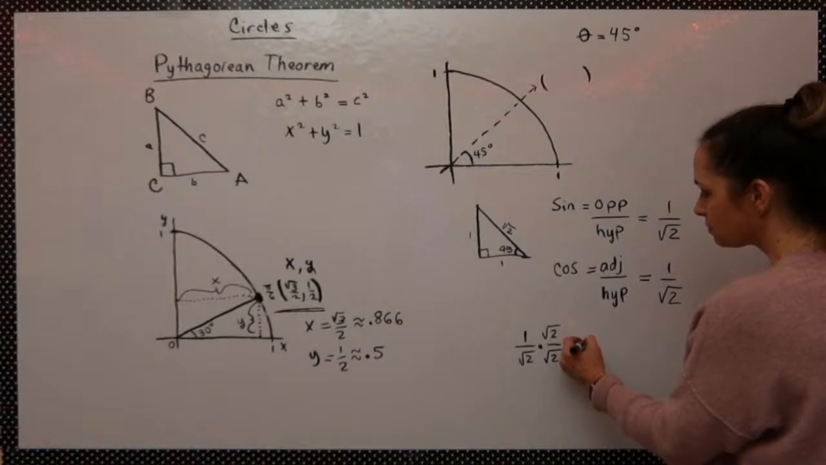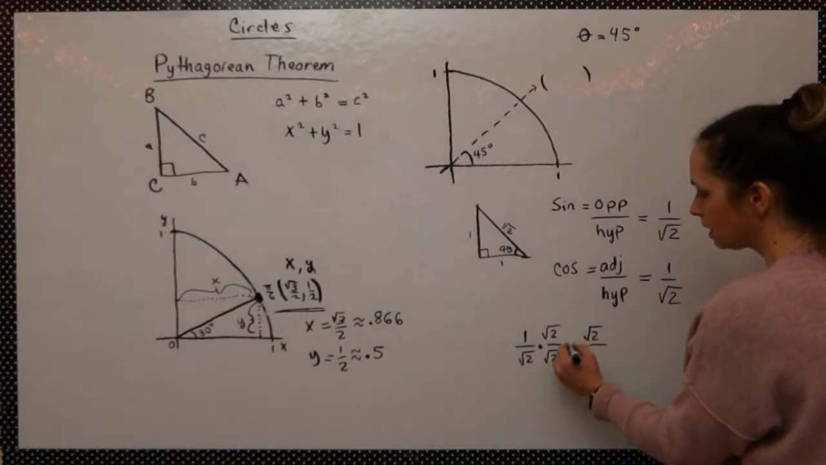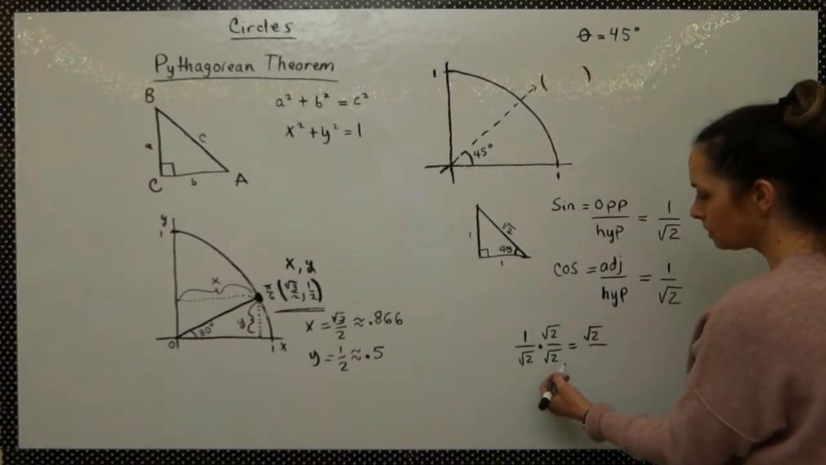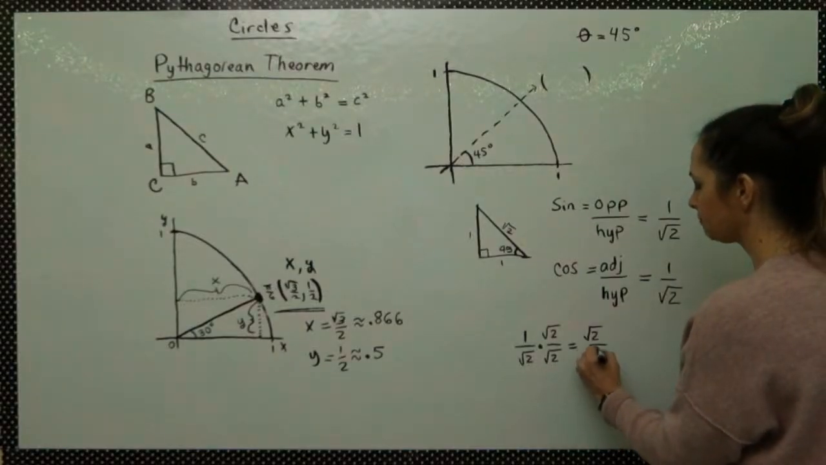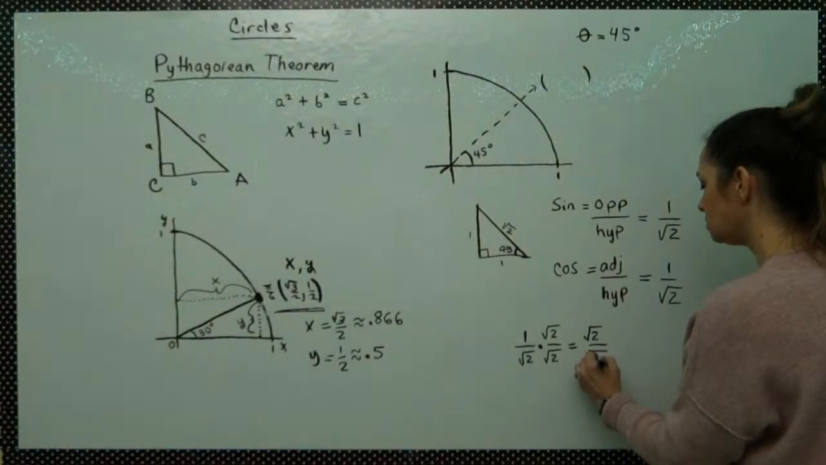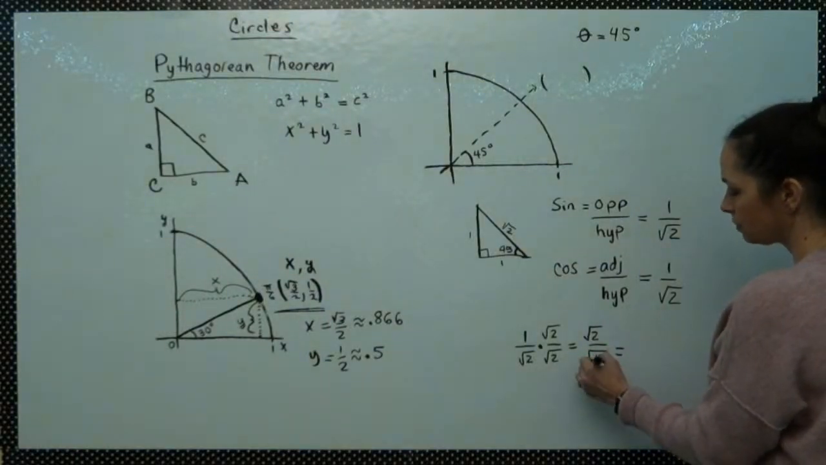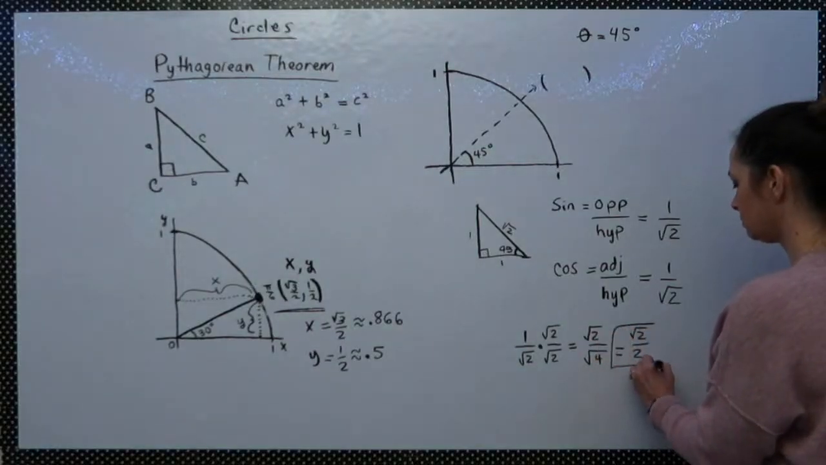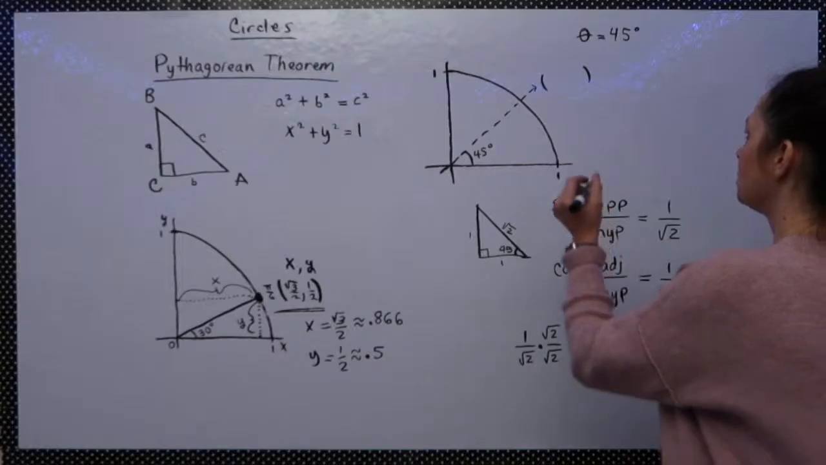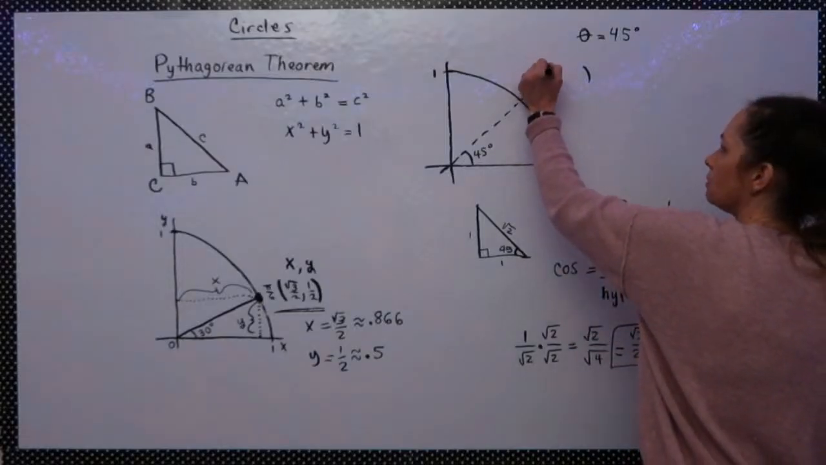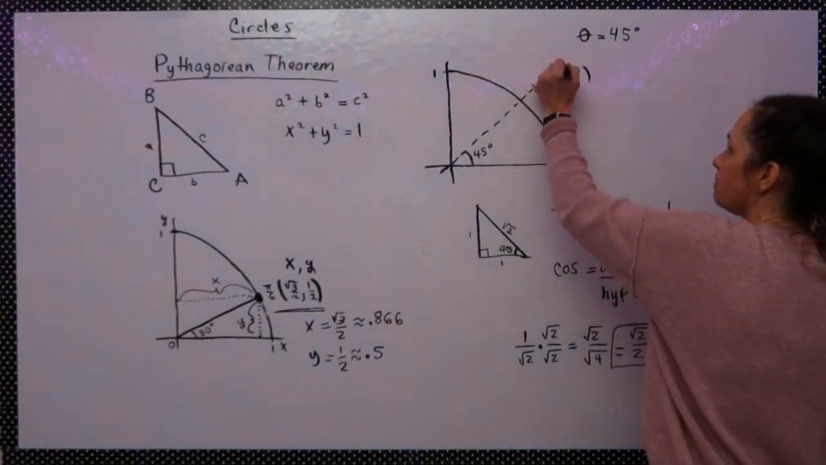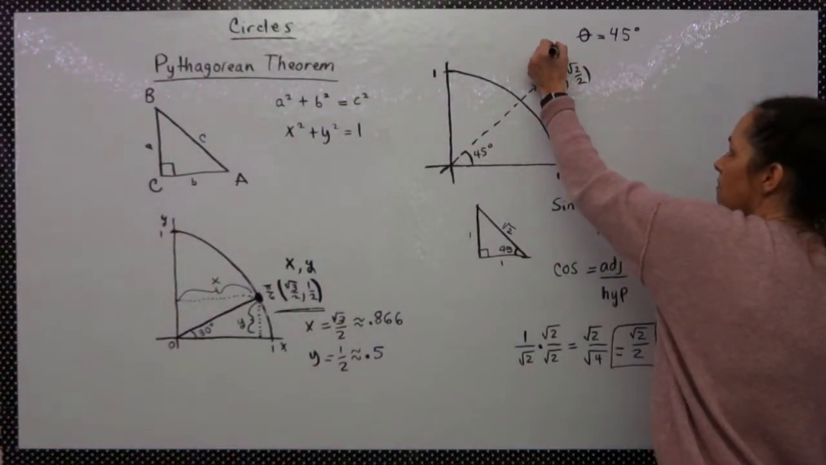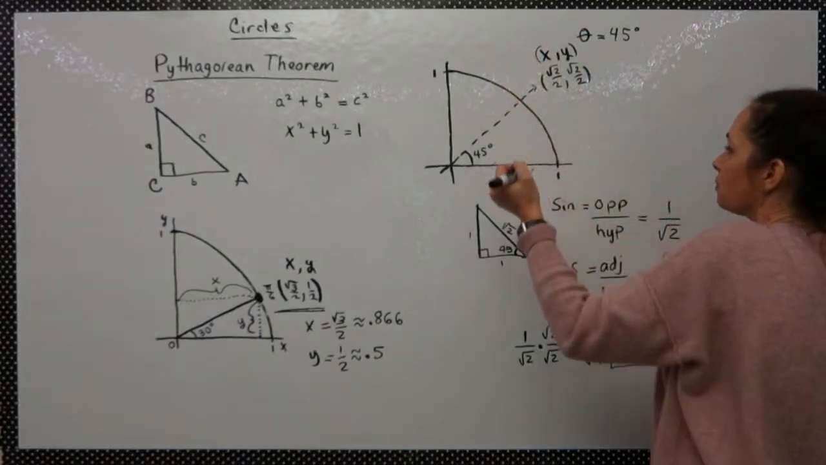So you have 1 times radical 2 would just be radical 2, and then radical 2 times radical 2 is radical 2 times 2, which is 4, and the square root of 4 is 2. So you end up with radical 2 over 2. And so my ordered pair here is going to be radical 2 over 2, comma radical 2 over 2. And remembering that x comma y, that's my ordered pair.